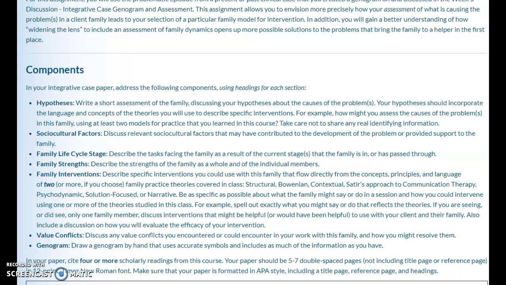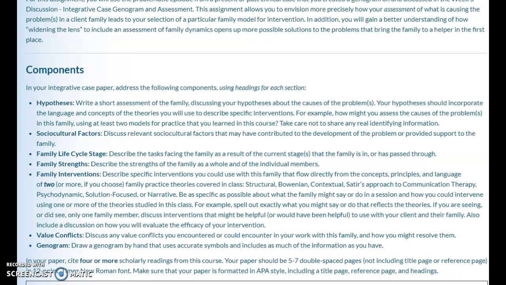And as you see here, I would like you to be as specific as possible. You could even provide some short scripts within this section of how you might carry out some interventions. Just be sure to use appropriate formatting if you do so.